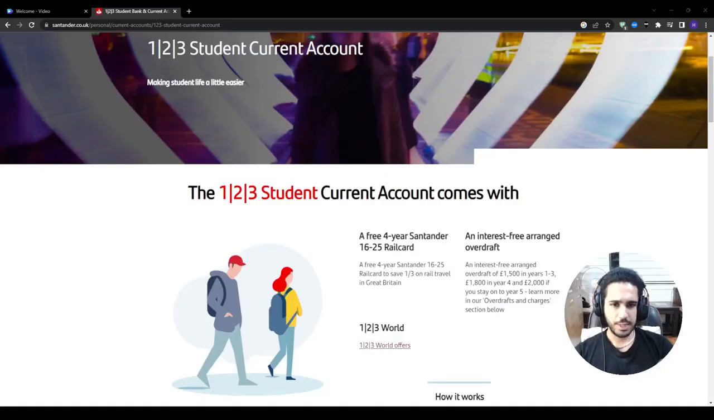At number 2 on this list, we have the Santander 123 Student Current Account. What sets this account apart is the free 4-year 16 to 25 railcard, a boon for students traveling frequently by train. So essentially the majority of students.